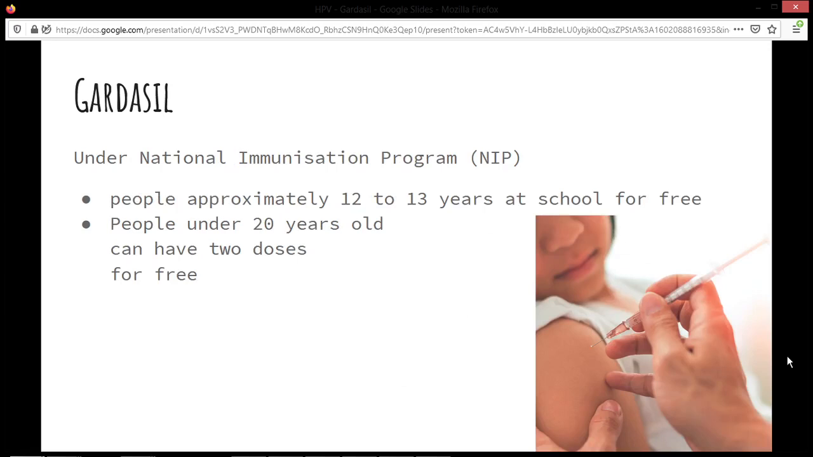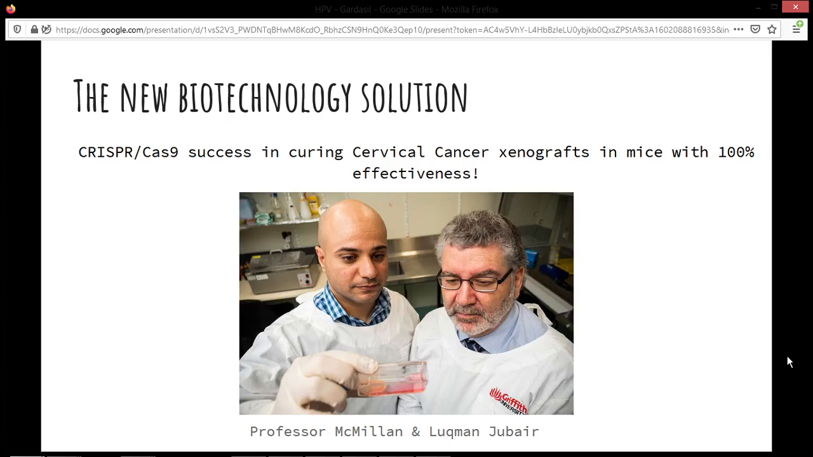Gardasil 9, introduced in 2018, protects against 9 strains of HPV that cause over 90% of cervical cancers in Australia. HPV immunization is recommended for people approximately in year 12 to 13 at school, for free. And people under 20 years old can get 2 doses of HPV vaccine for free under the National Immunisation Program. Despite this incredible preventative strategy, cervical cancer still contributes to many mortalities worldwide.